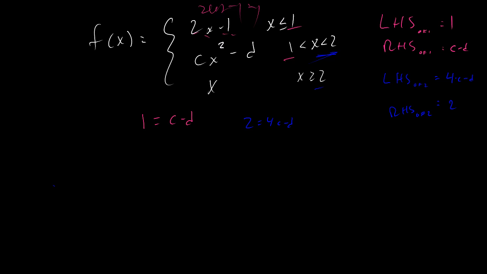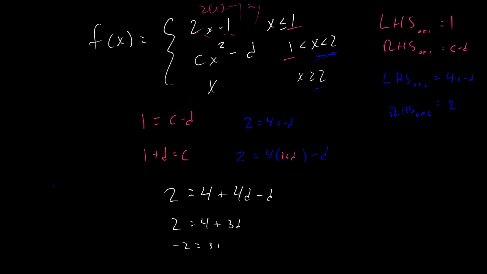Well, now we just have a system of equations. I'll solve for c on this side, and then I'll plug c into my other equation. So now I have 2 is equal to 4 plus 3d. Subtract, and negative 2 is equal to 3d. And I get d is equal to negative 2/3.